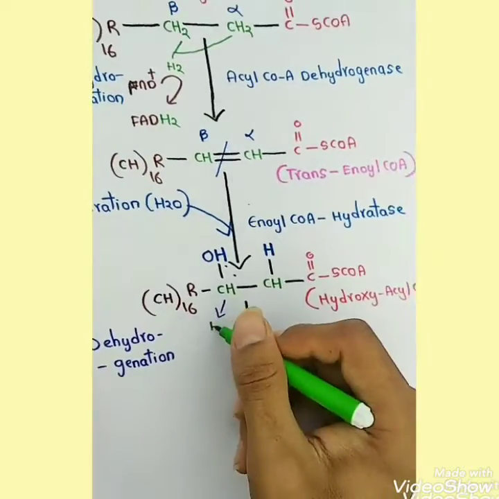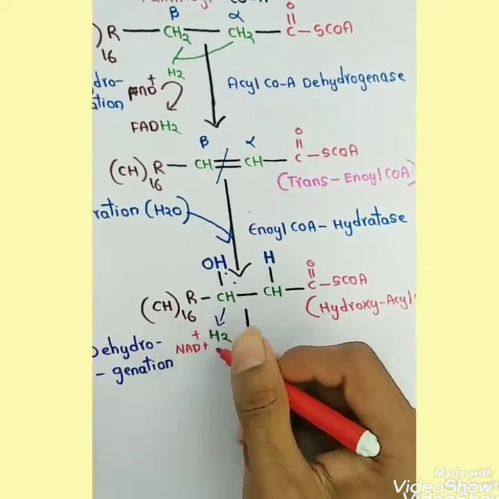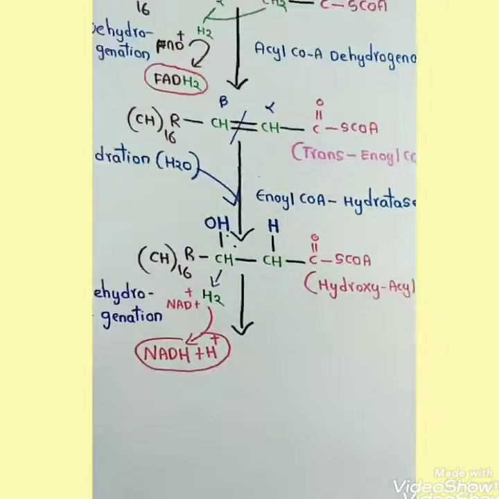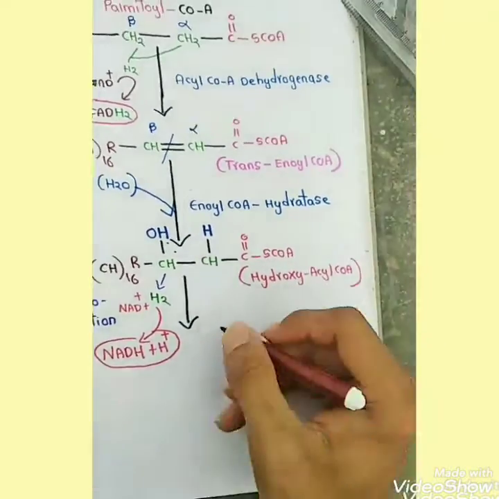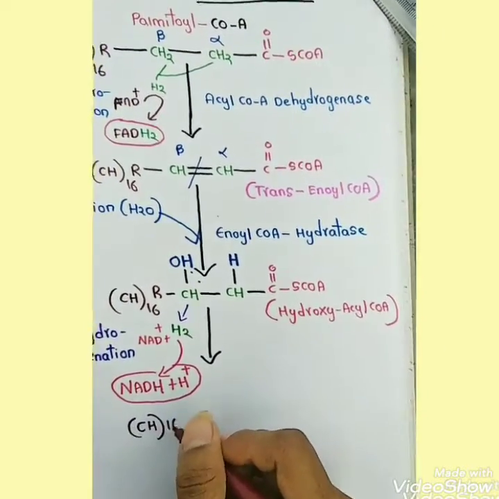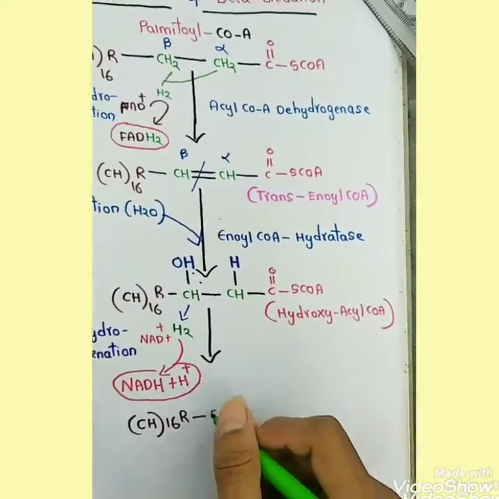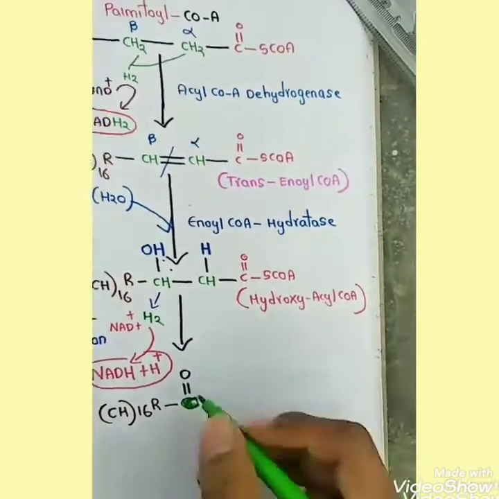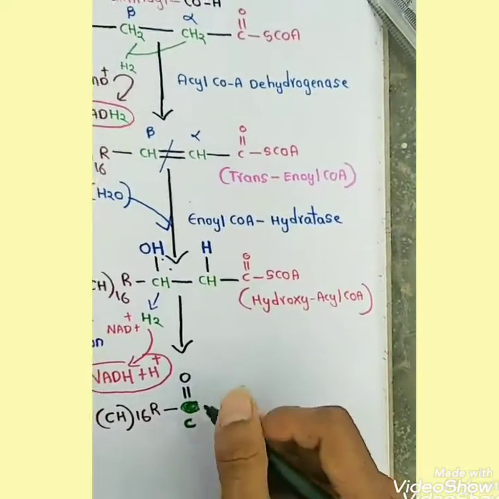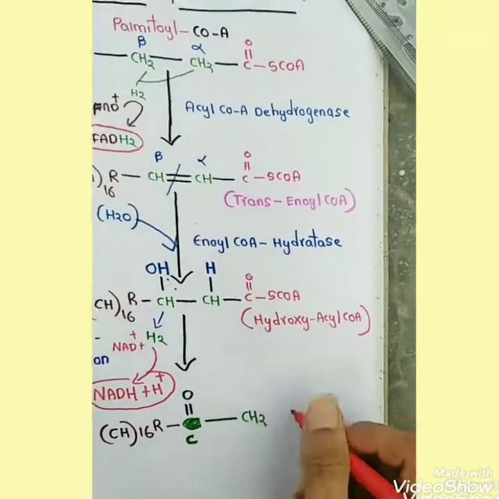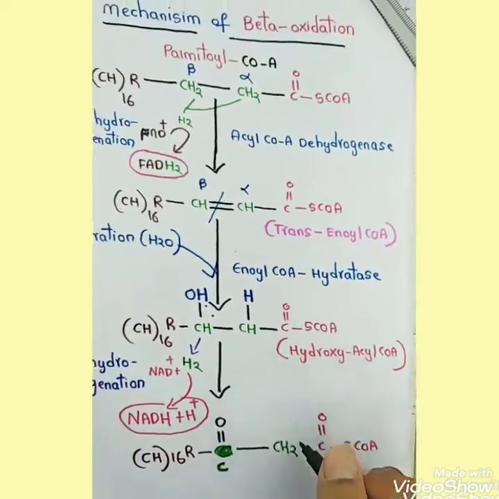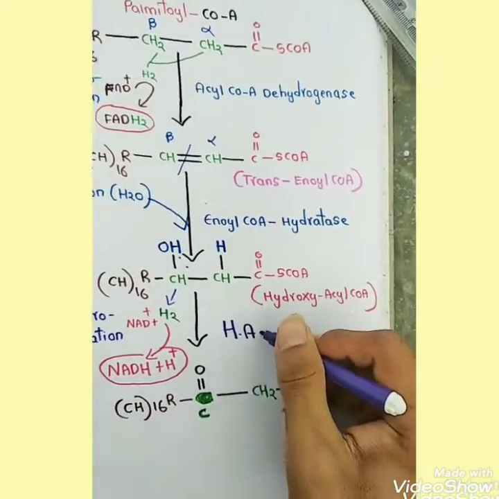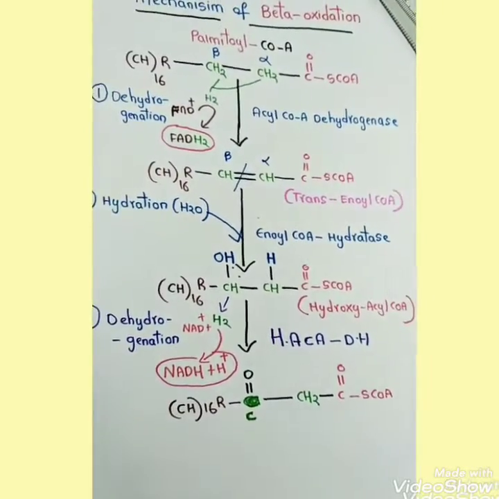The next step is also a dehydrogenation, but in this dehydrogenation, we are going to remove hydrogens only from the beta carbon, giving those hydrogens to NAD+, yielding NADH. After removing hydrogens from the beta carbon, a double bond is formed between the carbon and the oxygen. By this, we get a symmetrical compound, called keto-acyl-CoA. This reaction is catalyzed by hydroxyacyl-CoA dehydrogenase.